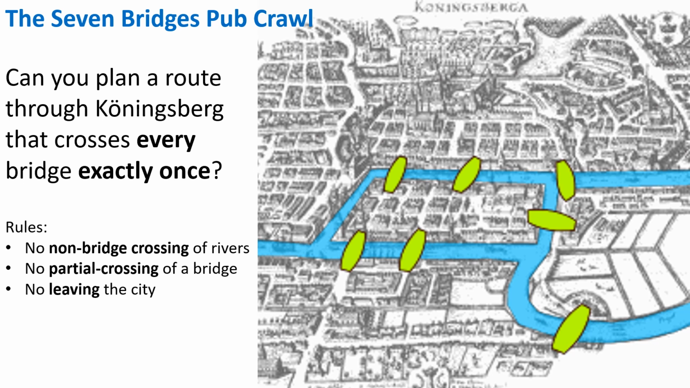Give this a try for yourselves. See if you can find a route through the city. You can start wherever you like. You can finish wherever you like. Let's assume you're allowed to kip on a friend's sofa at the end of the night. You're not allowed to cross the rivers in any other form apart from using a bridge. You can't go halfway along a bridge and pretend you've done it and then sneak back across. You have to stay within the confines of the city, so whatever you can see in this little map on the screen. See if you can find a route that takes you across every bridge exactly once.